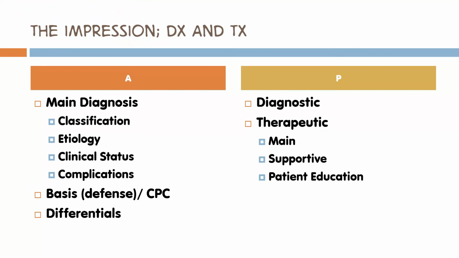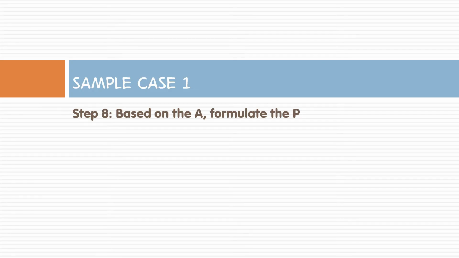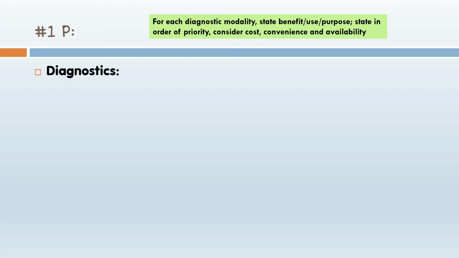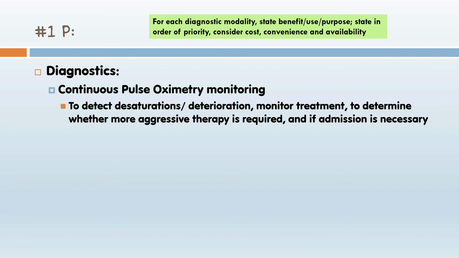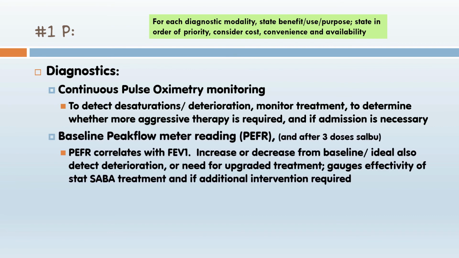Finally, it is time to move on to the last part of the POMR. Don't forget our dictum, base your P from your A. In our patient presenting with an acute asthma exacerbation, the diagnostics that we want to order for our patient are very few. For now, pulse oximetry and a PEFR measurement will do. Justify in your report why you need this.